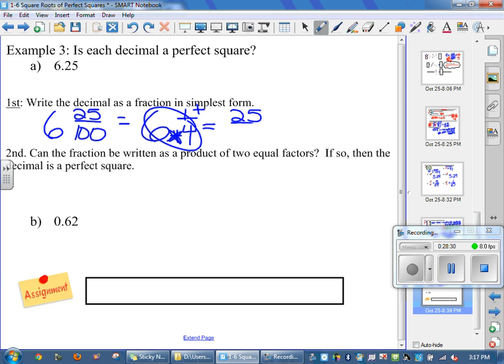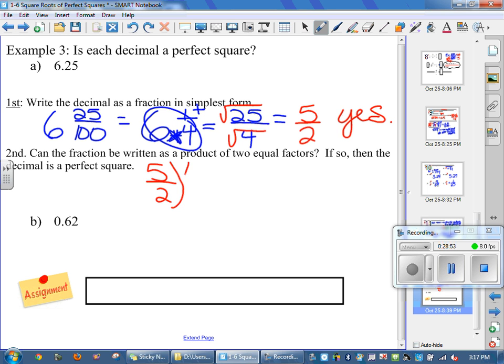If you look at 25 over 4, my top number can be a perfect square, and so is my bottom number. That's going to give me 5 over 2. So yes, both numbers work out. They are perfect squares. Now it says, can the fraction be written as a product of 2 equal factors? Yes, so you've got 5 over 2 times 5 over 2. That's going to give us 25 over 4, which was our fraction that we converted to.